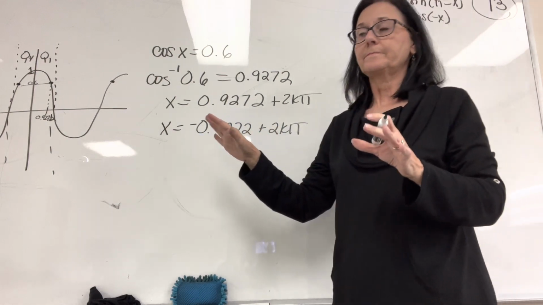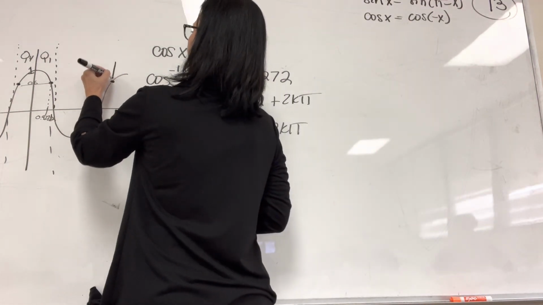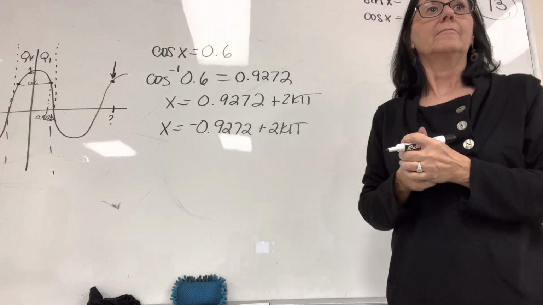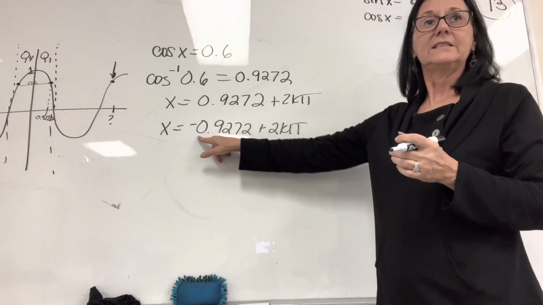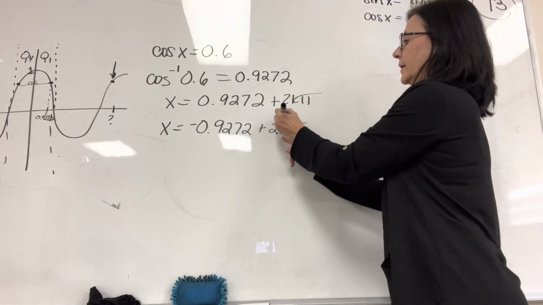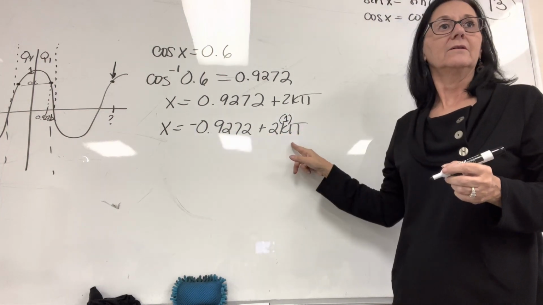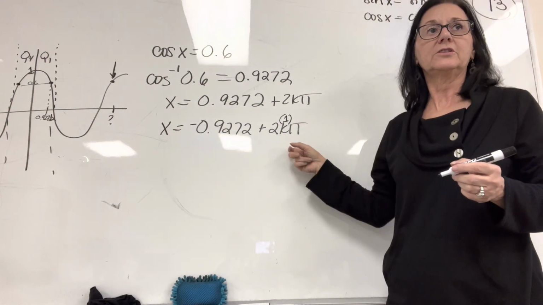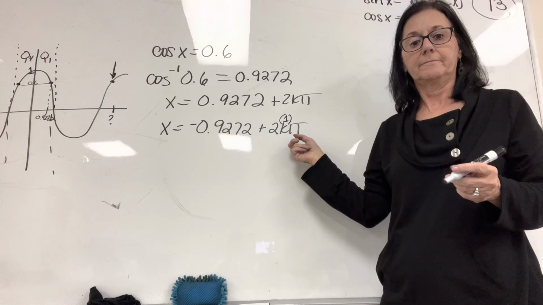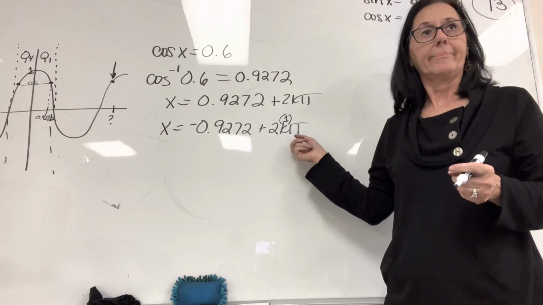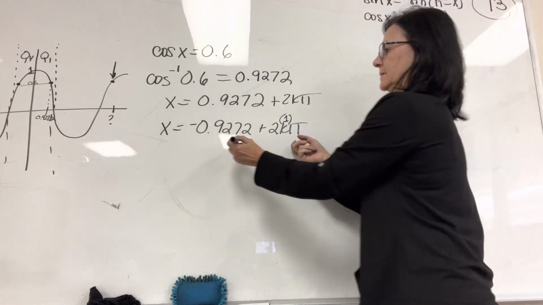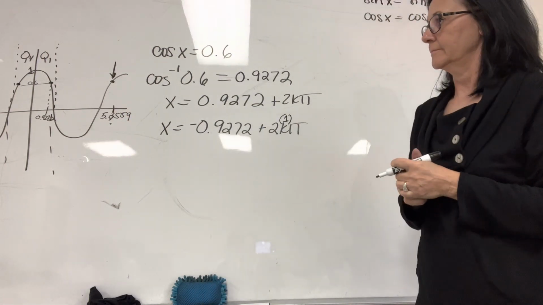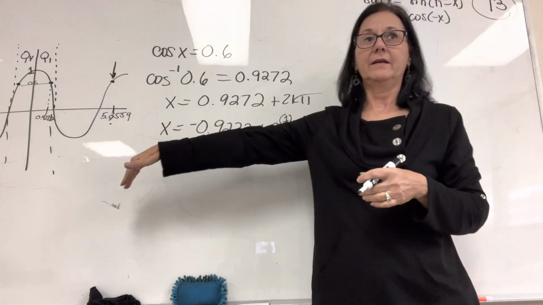Okay, so can I solve for what this number is right here? I'm only going over 1 pi. What is negative 0.9272 plus 2 pi? Somebody do that in your calculators. What do you get? 5.3559. That's what that would be.